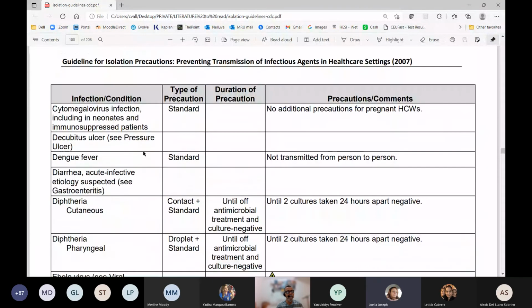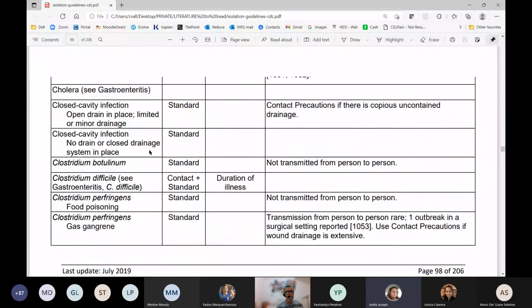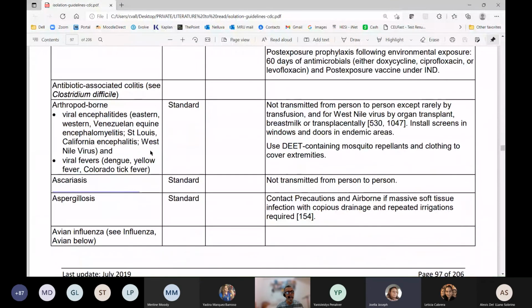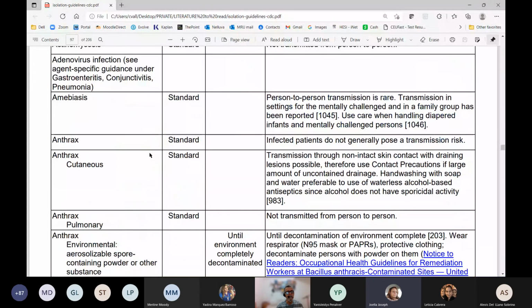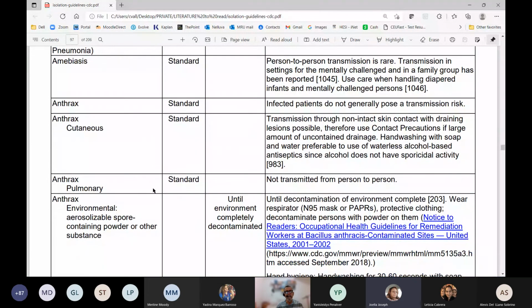Okay, let's go to anthrax. So please remember that you have this resource, okay? So pulmonary anthrax is standard. It is not transmitted from person to person. So a person in the next bed to me who has anthrax cannot pass that to me.